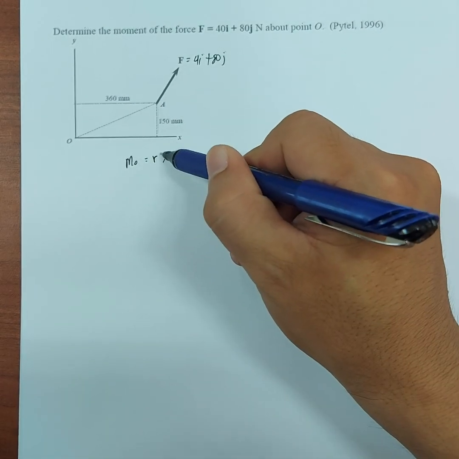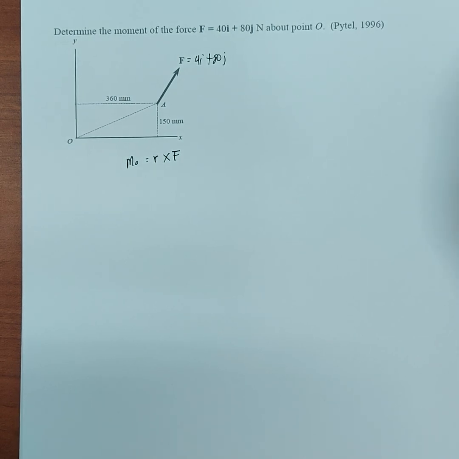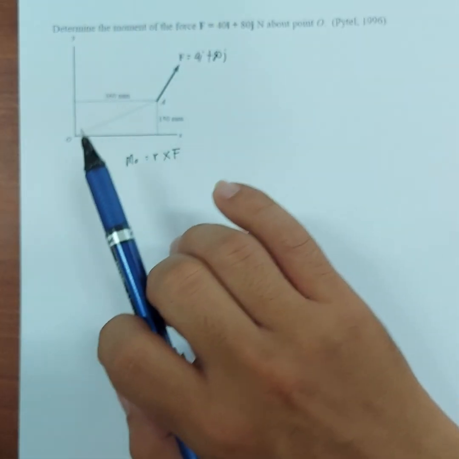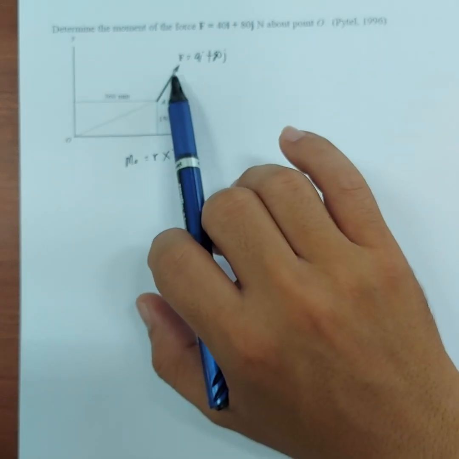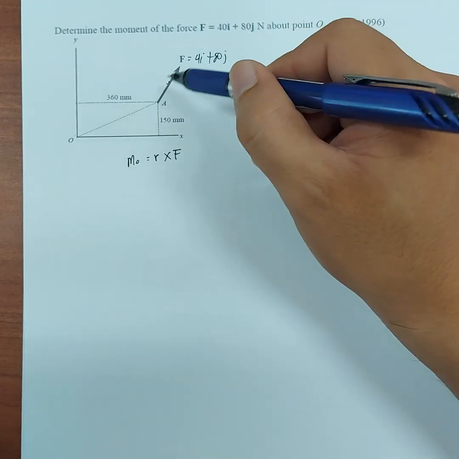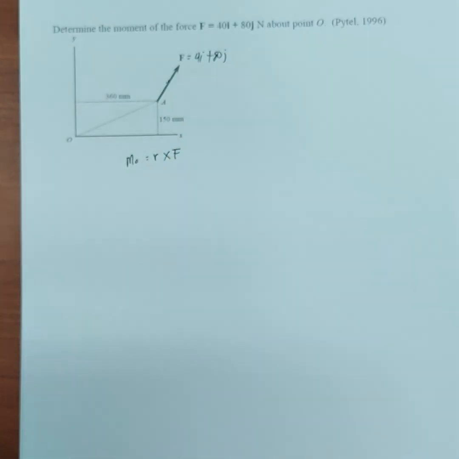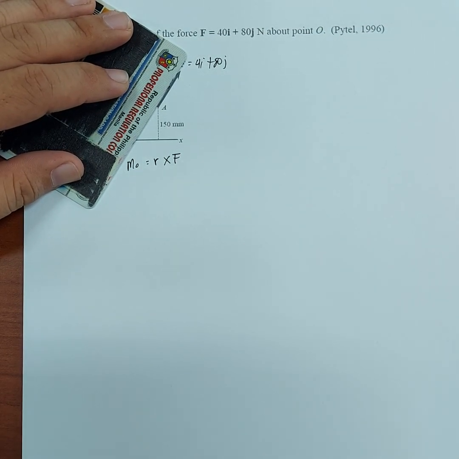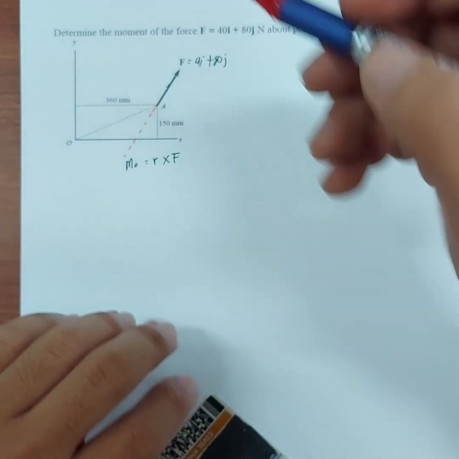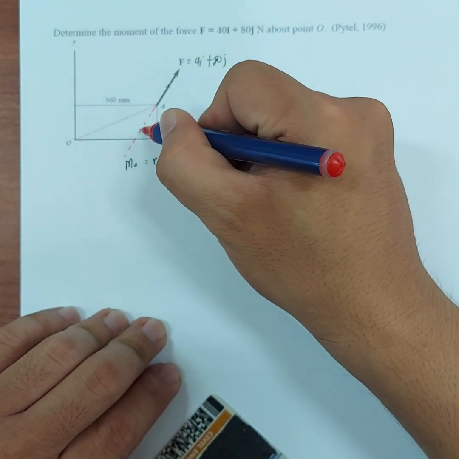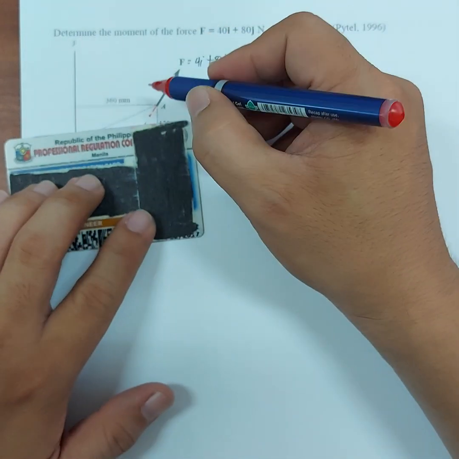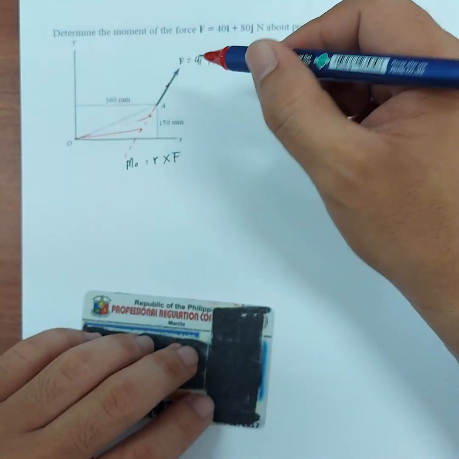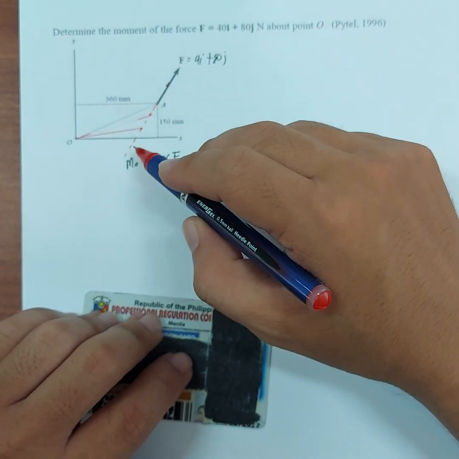So what position vector is that? That is the position vector of the line between point O, where we are taking moments about, and the line of action of F. So if we try to extend F, the line of action of F, it can be from O to this point, that point, or any point along the line of action.